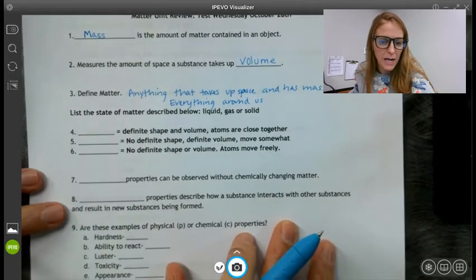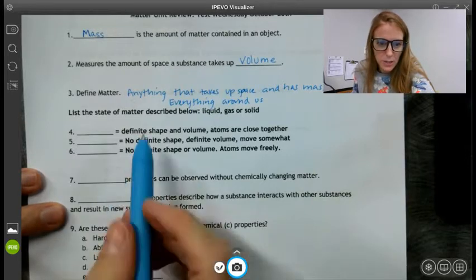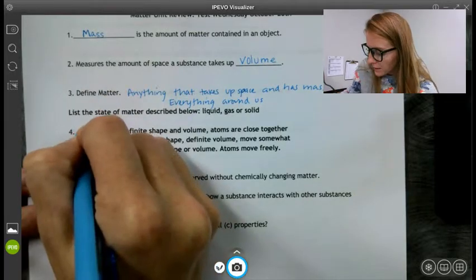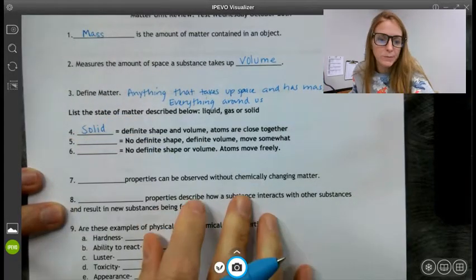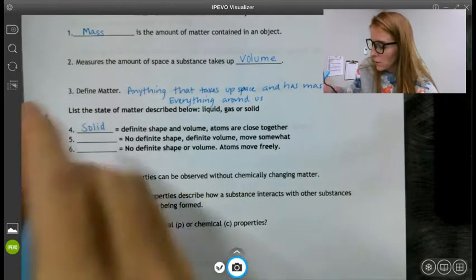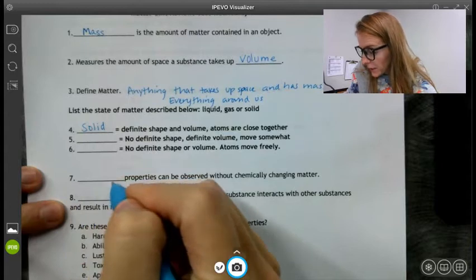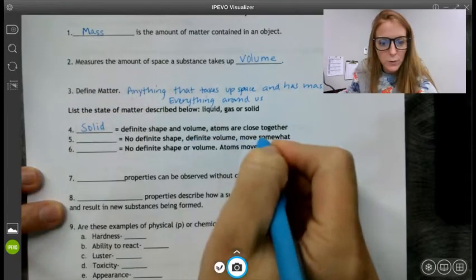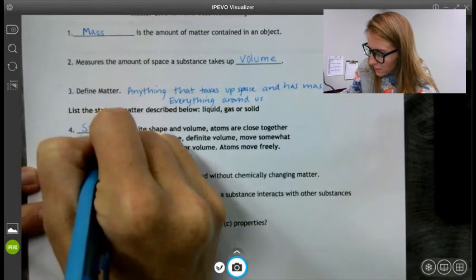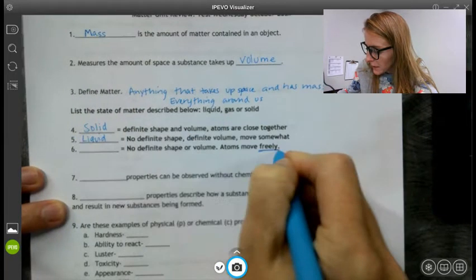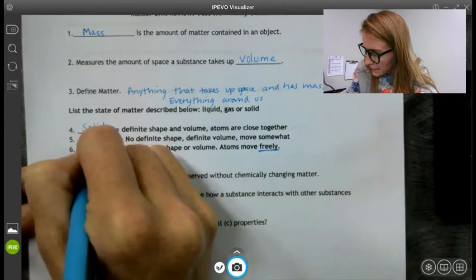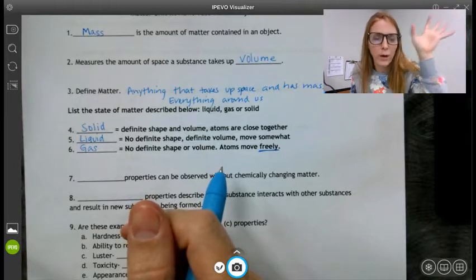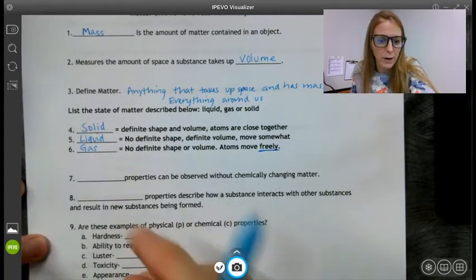So below, you're just deciding if it's a solid, liquid, or gas based on the description. So the first one has a definite shape. So that should be a key thing there to tell you that that's a solid, because solids all have a definite shape. No definite shape is going to be either a gas or a liquid. But when you see that it says that the atoms move somewhat, or the molecules move somewhat, that's going to be your liquid. And then the key word here is freely. If they move freely, that's going to be your gas, because they can move basically infinitely or indefinitely, like oxygen in the air. It's all around us. You can't see it, but it's all around us moving around.